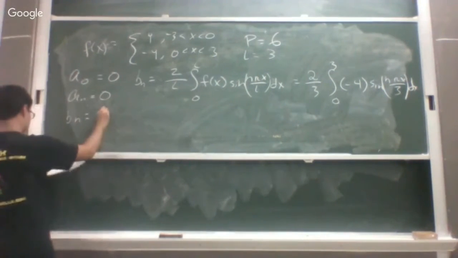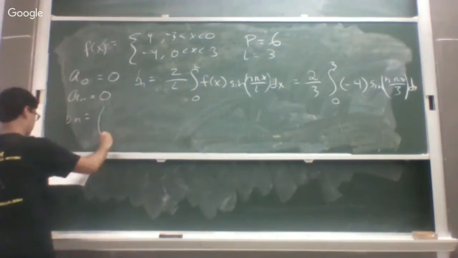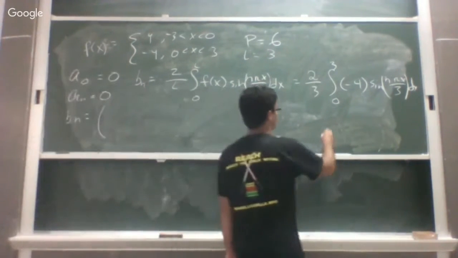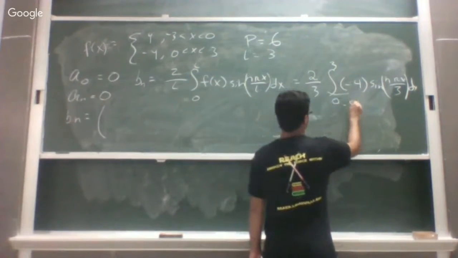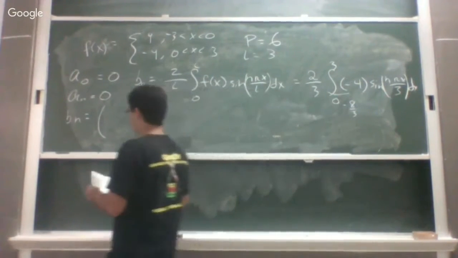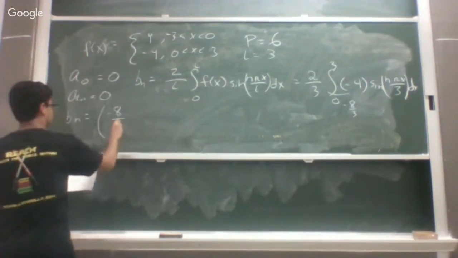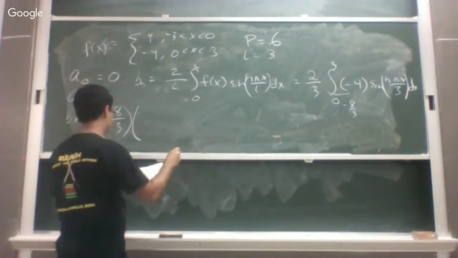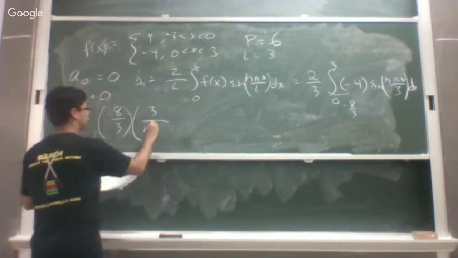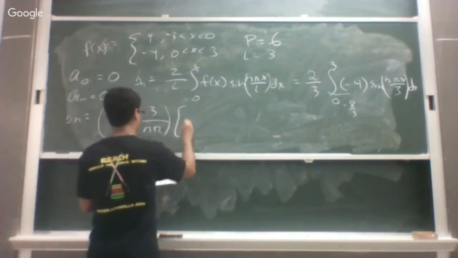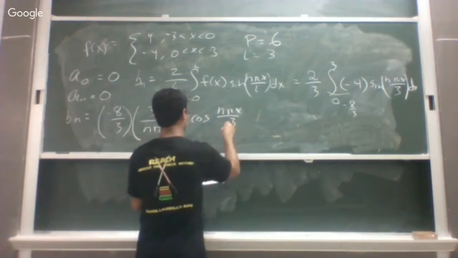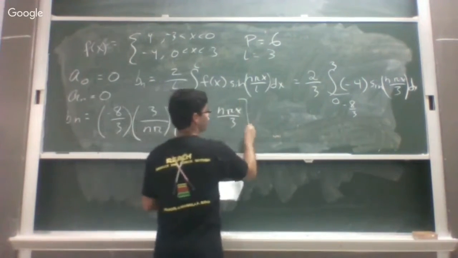So this is where I said it's good to have done this before, so that you can remember. So we have negative a third that's on the outside. Then we have essentially the inside of the sine flipped over, so it's 3 over n pi times negative cosine of n pi x over 3, going from 0 to 3.